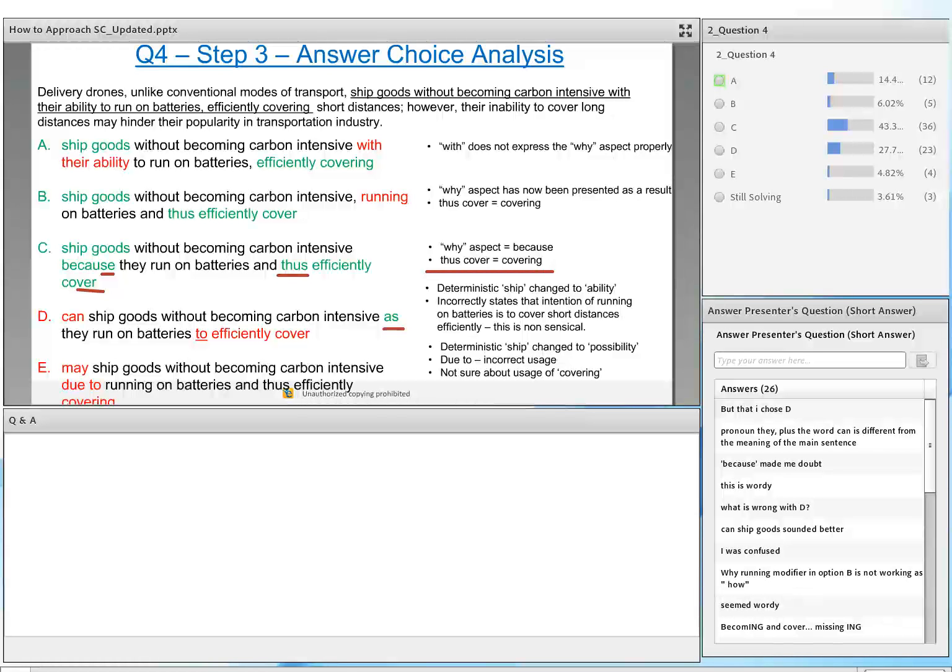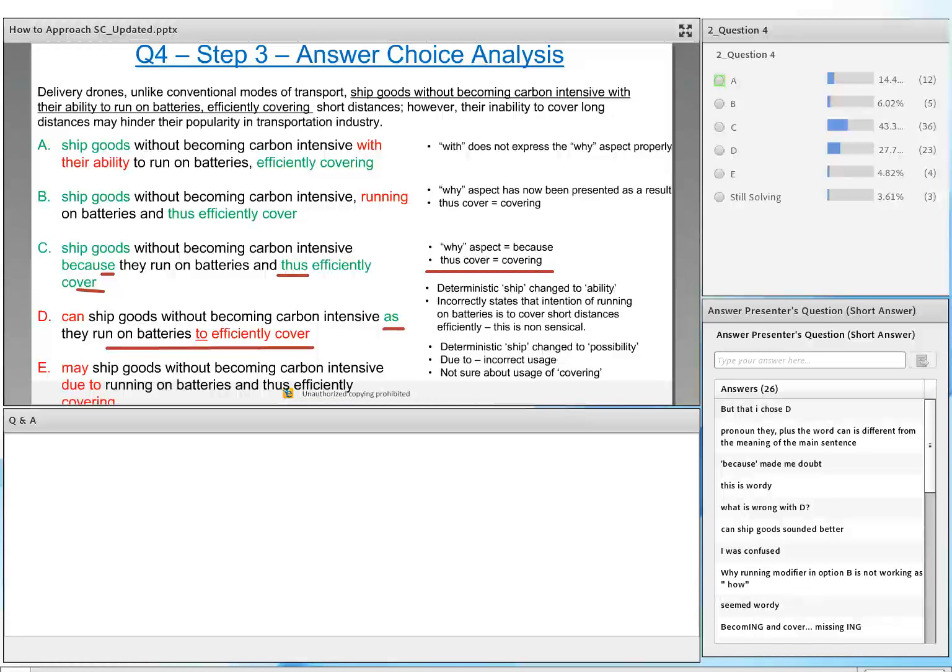The other reason that choice D is wrong is they run on batteries to efficiently cover short distances. That's not what the author is saying. The author is saying that as a matter of fact, these delivery drones run on batteries. By the way, because they run on batteries, they are able to efficiently cover short distances.